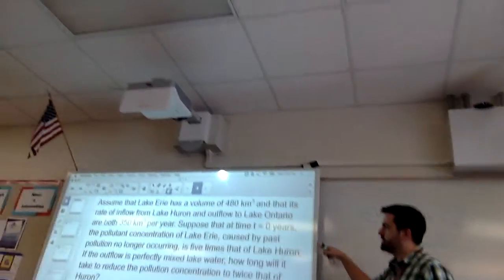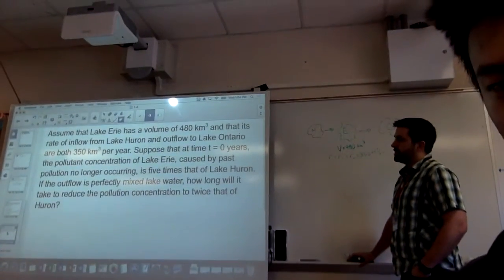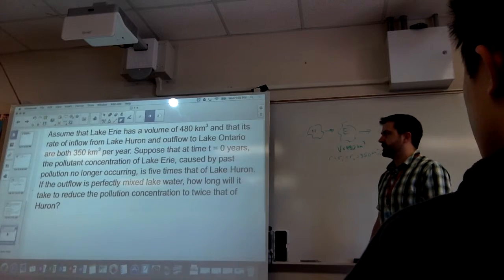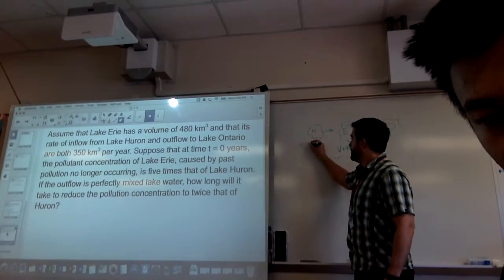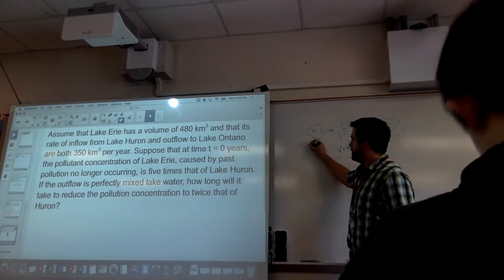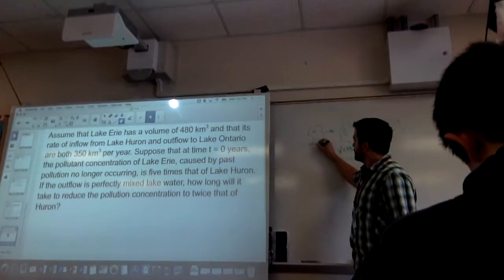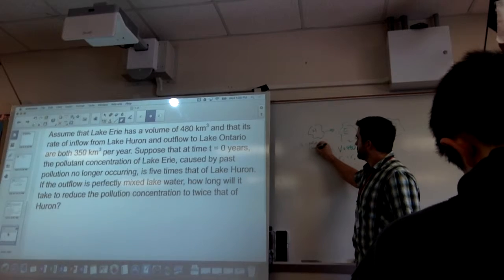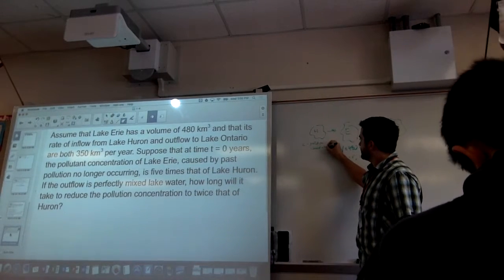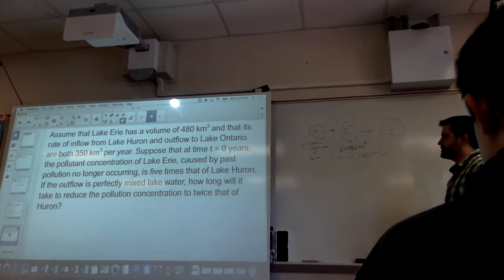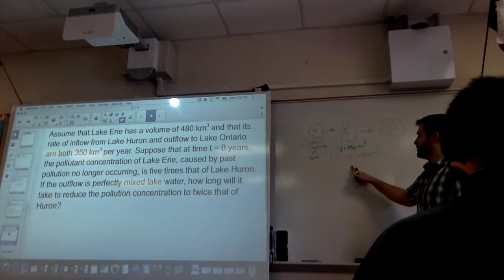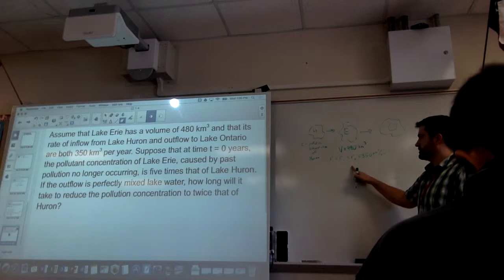The content of Lake Erie, not taking other factors into account, is Lake Huron. So basically, the concentration of Lake Huron. If I call C the pollution concentration of Huron, what's the pollution concentration of this? 5C.